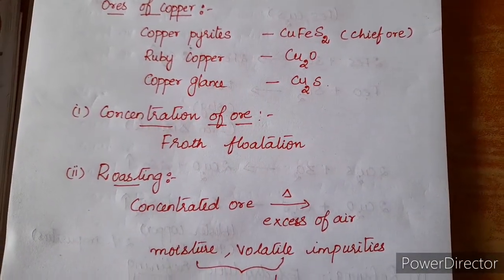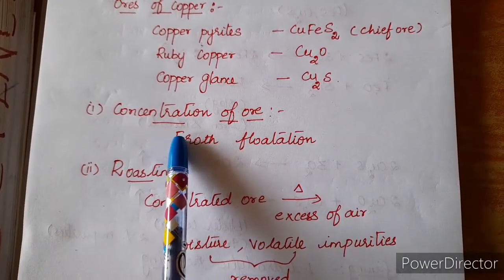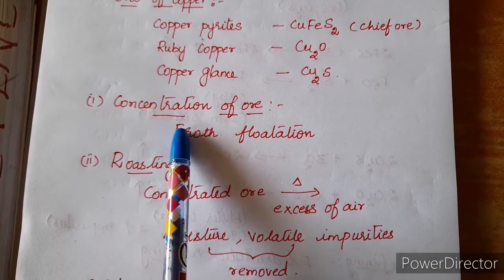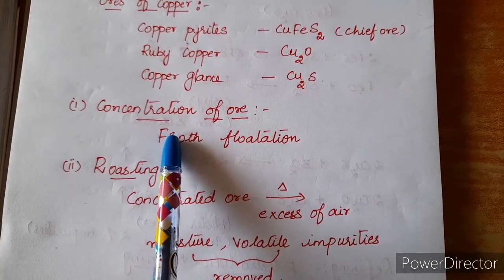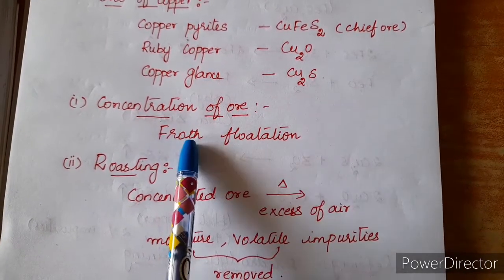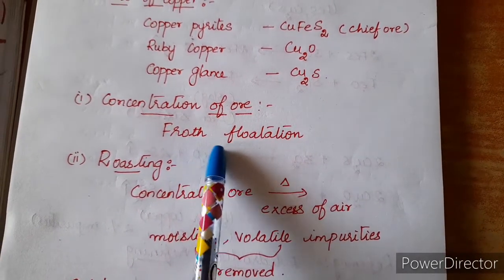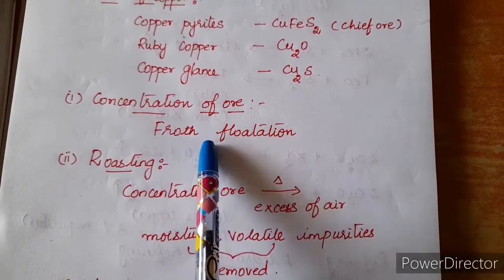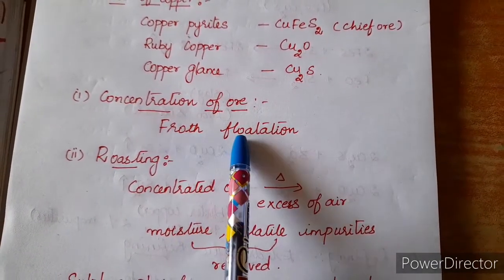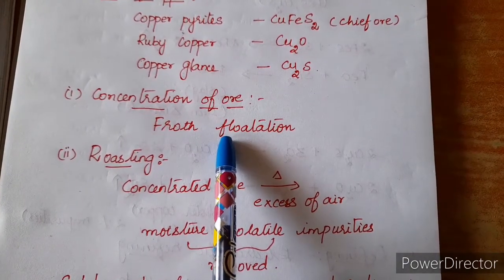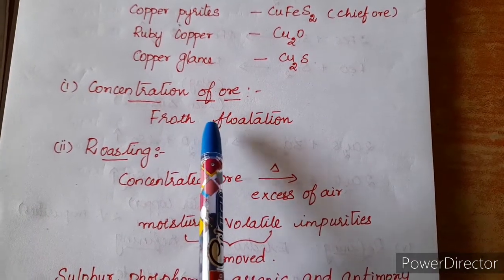Next we'll see the extraction, and now in the extraction the first method is the concentration. Now when we are dealing with the general methods of the extraction of a metal, we said that the first method is the concentration method, isn't it? Now here the concentration of the ore employed is the Froth flotation process. We have seen the general process of Froth flotation, isn't it? So this copper ore is concentrated using the Froth flotation process. Since it is a sulfide ore, the froth contains the lighter sulfur particles.